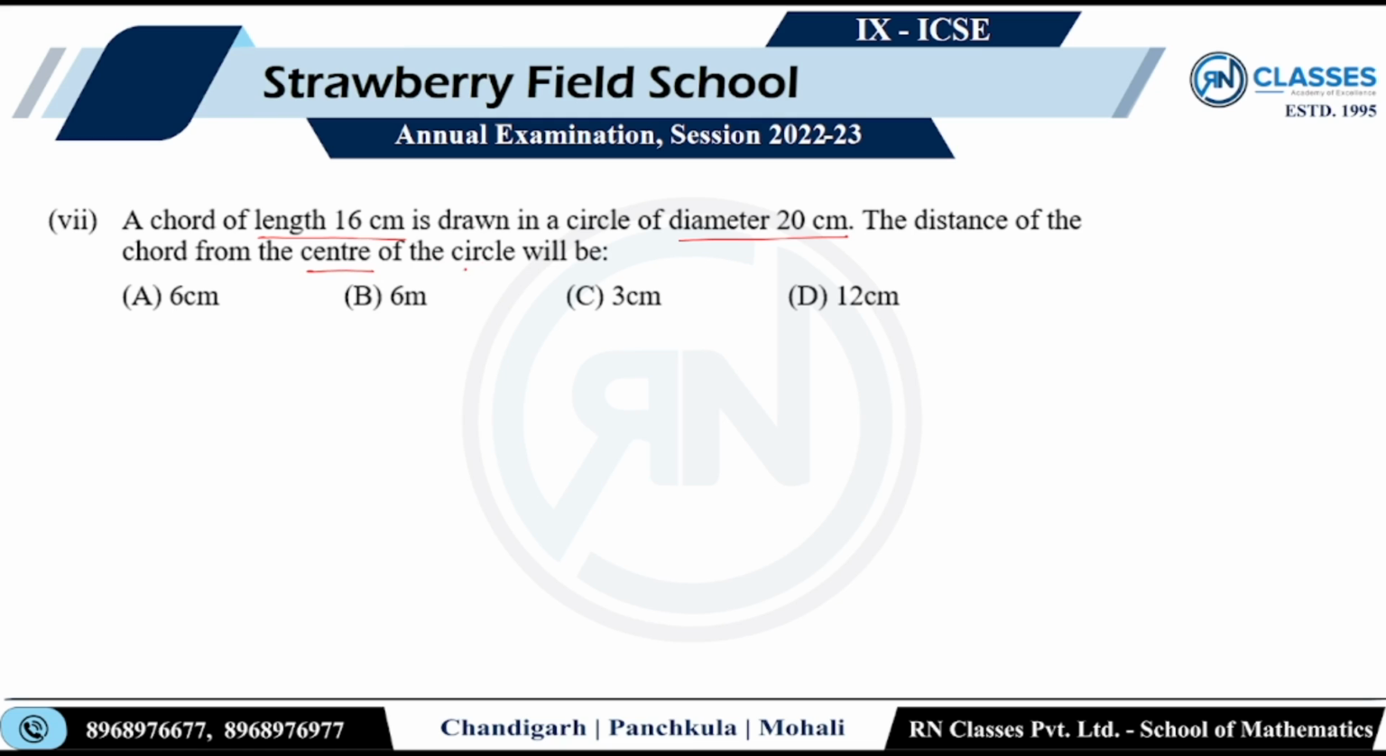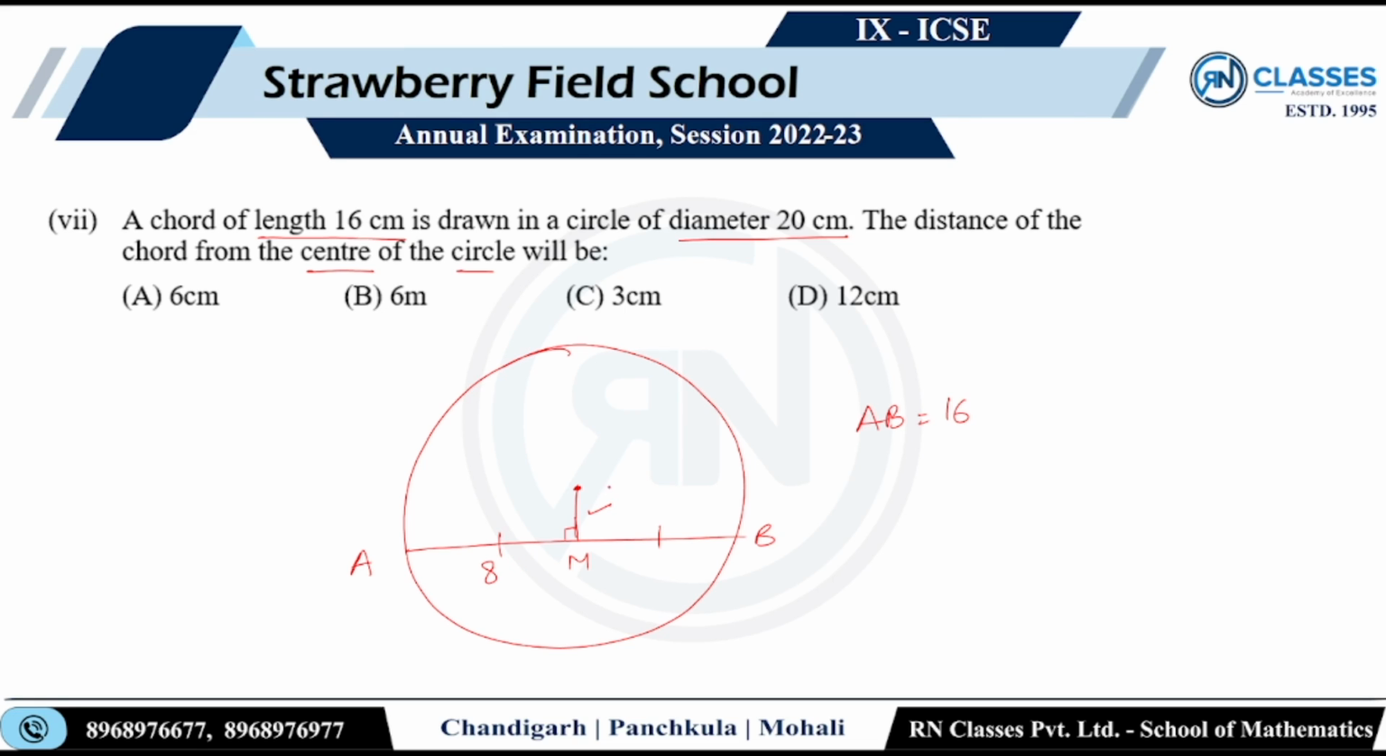Seventh, a chord of length 16 centimeters is drawn in a circle of diameter 20 centimeters. The distance of the chord from the center of the circle will be, okay, let me draw the circle first. Now, this is the center. This is the chord. I'll take the chord as AB. Now, the distance from the center, what do I drop from the center? It is always the perpendicular distance. Let me take this as M. If I drop a perpendicular from the center on any chord, it would bisect the chord. AB total is given as 16. So how much will AM be? 8. This is O. If I join A to O, it will become the radius. Diameter is 20, so the radius will be 10. Now I need to find OM.